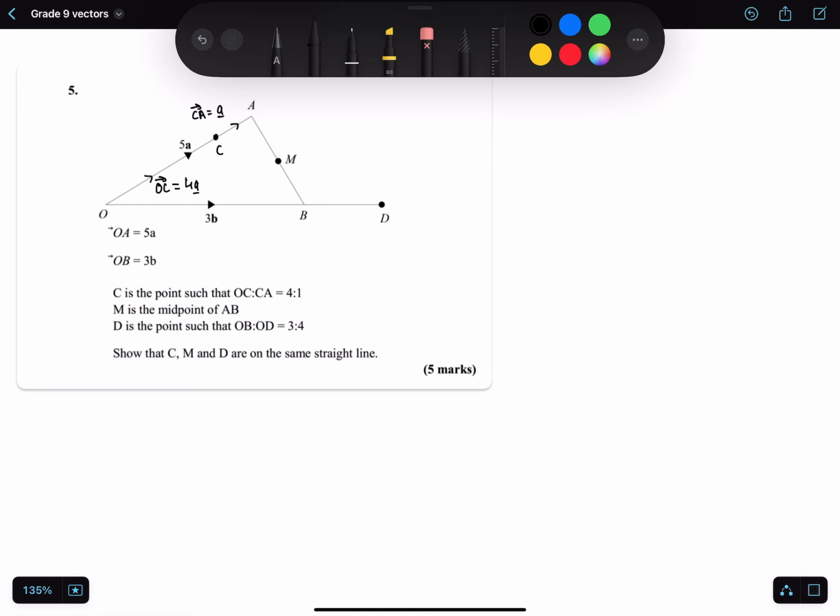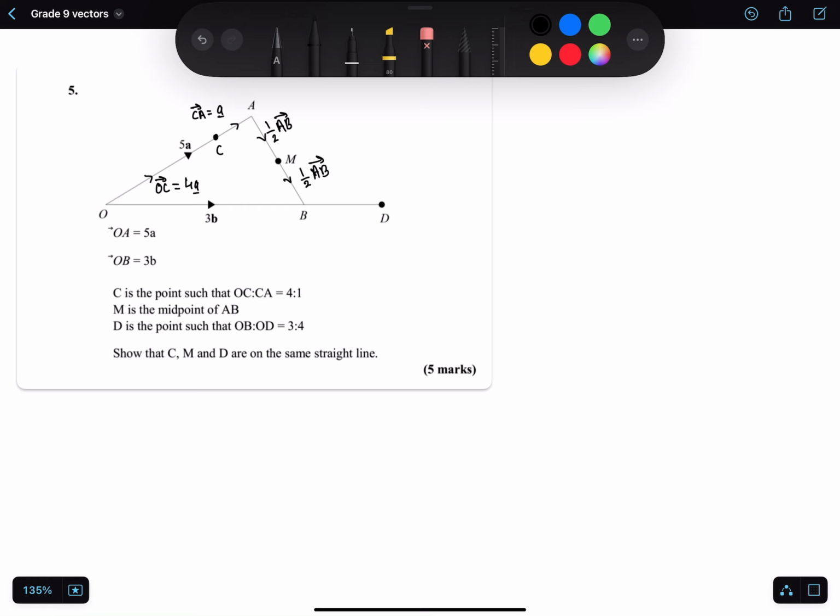I highly recommend writing down these vectors in full. So writing down CA equals A, OC equals 4A, simply because you don't want to confuse yourself with this 5A here. Because often what people will do is, when they're calculating later on, they'll say OC equals 5A, which is wrong because OA is equal to 5A. So it's very important you write it down quite clearly. We also know that M is the midpoint of AB, which makes it very easy to note that A to M is half AB, and M to B is half AB as well.